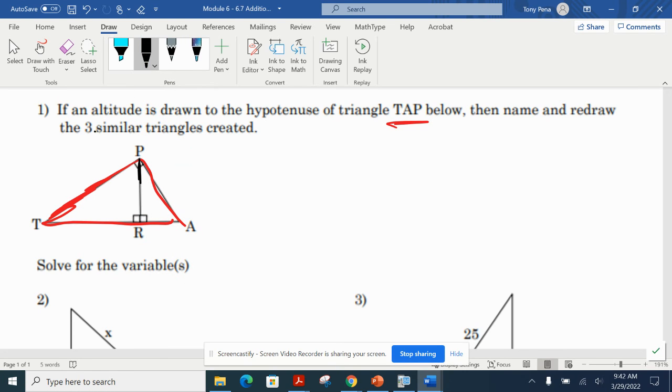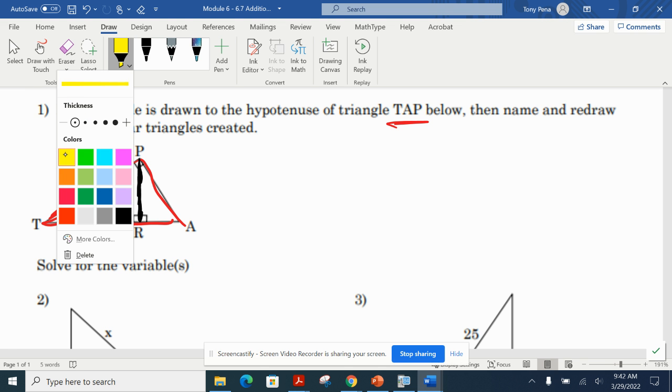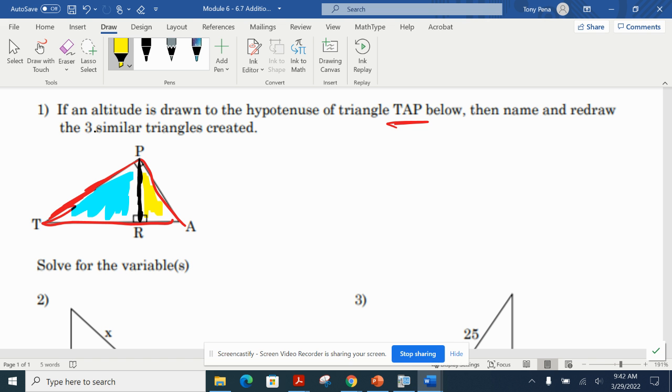Is this guy right here. So we're taking a big triangle, and when we draw that altitude in, it creates two more triangles, this one here and this one here. So we now are actually looking at three different triangles, the original big one, and then the two smaller ones that are created by that altitude. When we do that, we create three different triangles that are all similar to each other.